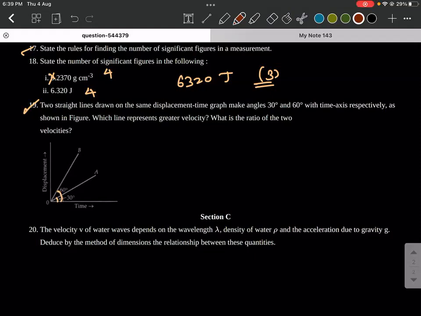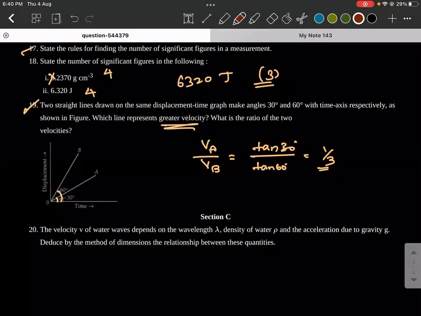Okay. So they're asking which one represents the greater velocity. Greater velocity means greater angle. So here A has greater velocity or B has greater velocity? B has greater velocity. And what is the ratio of the two velocities? Velocity of A by velocity of B. What will it be? Tan 30 divided by tan 60. What will be the answer? The same, 1 by 3.